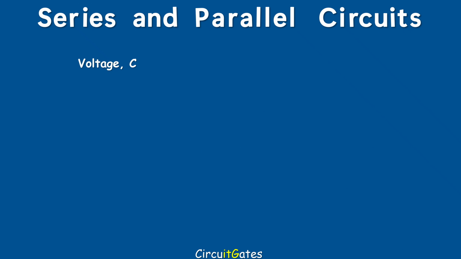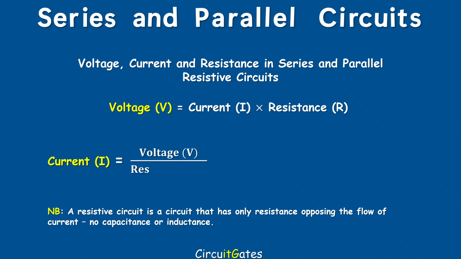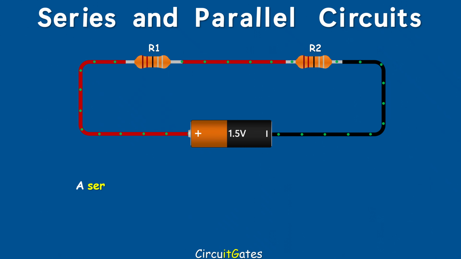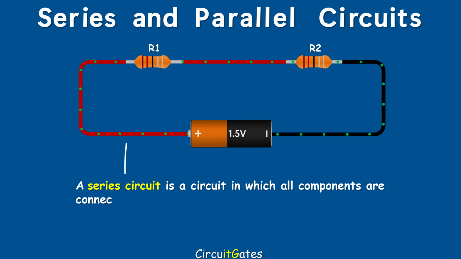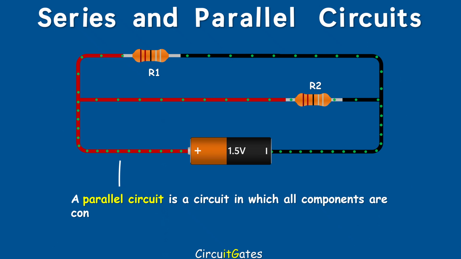Let's look at voltage, current and resistance in series and parallel resistive circuits. When doing calculations in series and parallel resistive circuits, we use Ohm's law formula, which states that voltage is equal to the product of current and resistance. By changing the subject of the formula, current is equal to voltage divided by resistance, and resistance is equal to voltage divided by current. Just a recap, a series circuit is a circuit in which all components are connected in series, and a parallel circuit is a circuit in which all components are connected in parallel.